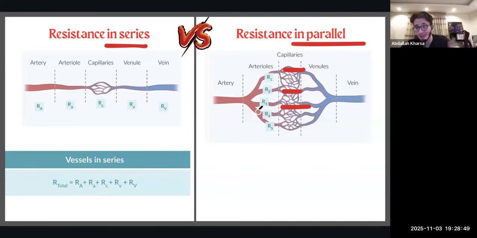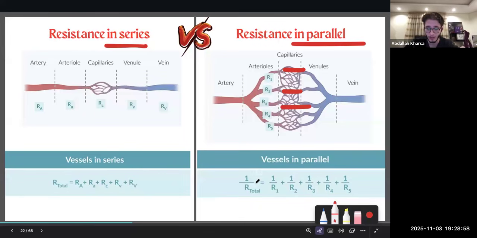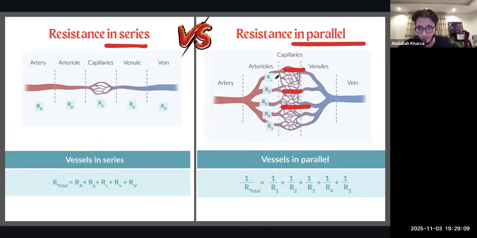The way you measure the total resistance in the system is completely different. If this is R1, 2, 3, 4, 5, we add it like this. I'm sorry, the total, we measure it by 1 over total equals 1 over R1, plus 1 over R2, plus 1 over R3. So if this was 5, and this was 5, and this was 5, and you did 1 over total equals 1 over 5, plus 1 over 5, plus 1 over 5, you're going to find that the total, when you flip it, because it's 1 over R, it's going to be lower than any one of these. Is this clear to you guys? It's going to be low.